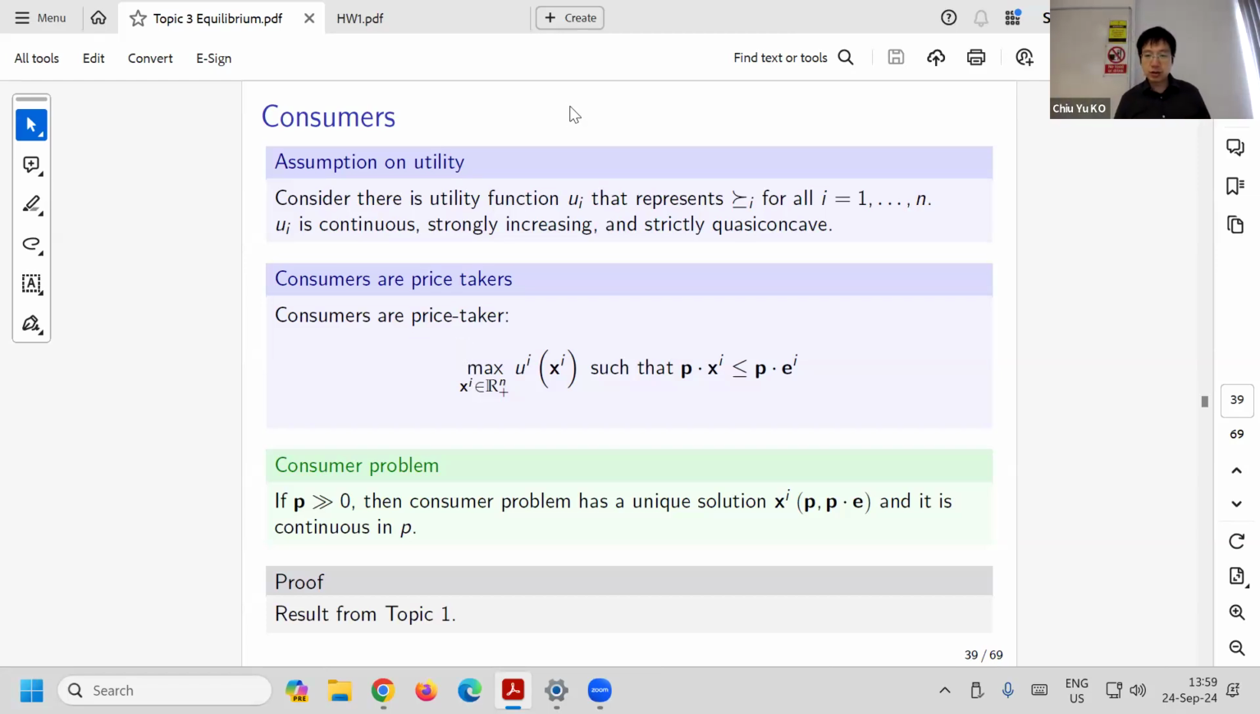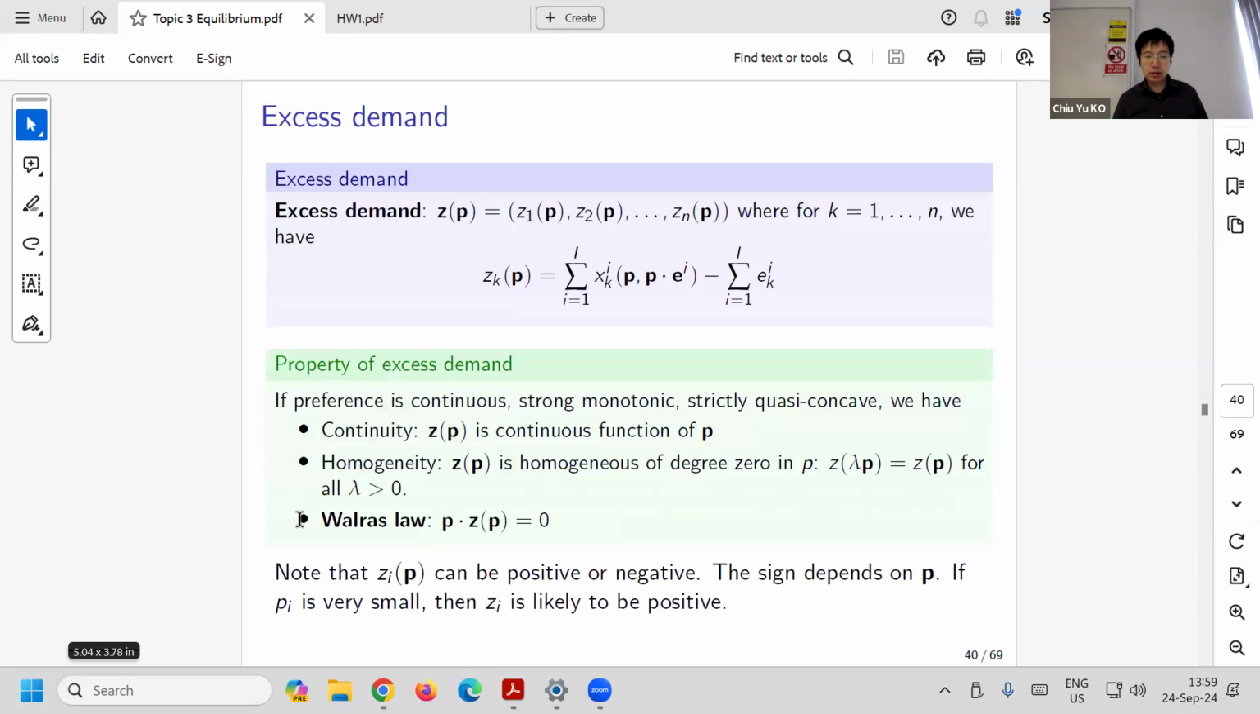Just to remind you, why is this unique? Because of strict quasi-concavity. Why is it continuous? Because the proof is there, so we don't need to go over it again. What is left here is a very important term that we will use in the proof. We call it excess demand. Let's define it and then we will explain why it is important.